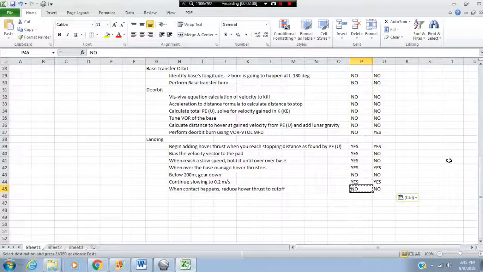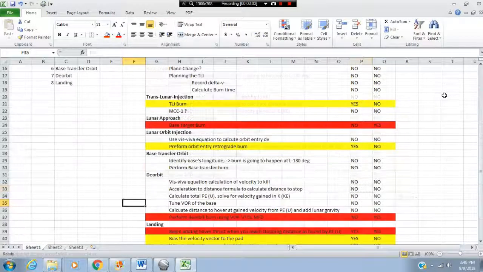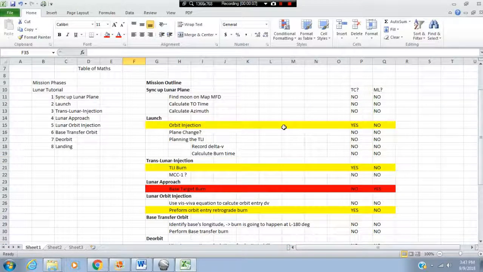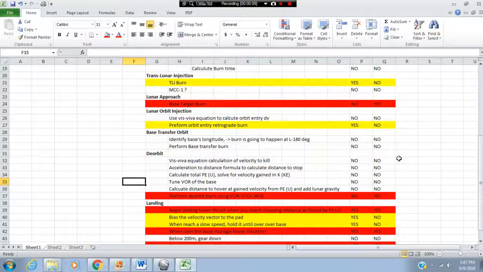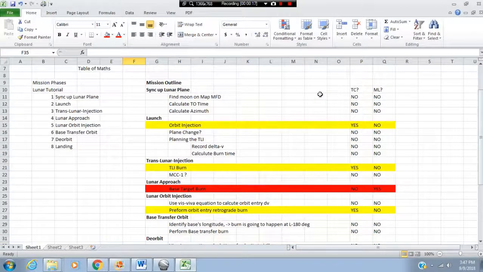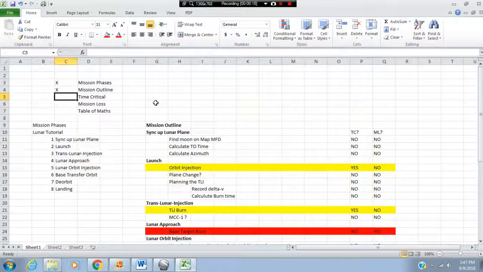All right, so I'm just going to color code all of these real quick. Okay, so I've cleaned this up a little bit, and as you can see, towards the beginning we have a lot of time-critical things, but towards the end we have a lot of mission-critical things. So be very careful when we get into the section around the moon, because it's kind of a dangerous environment.